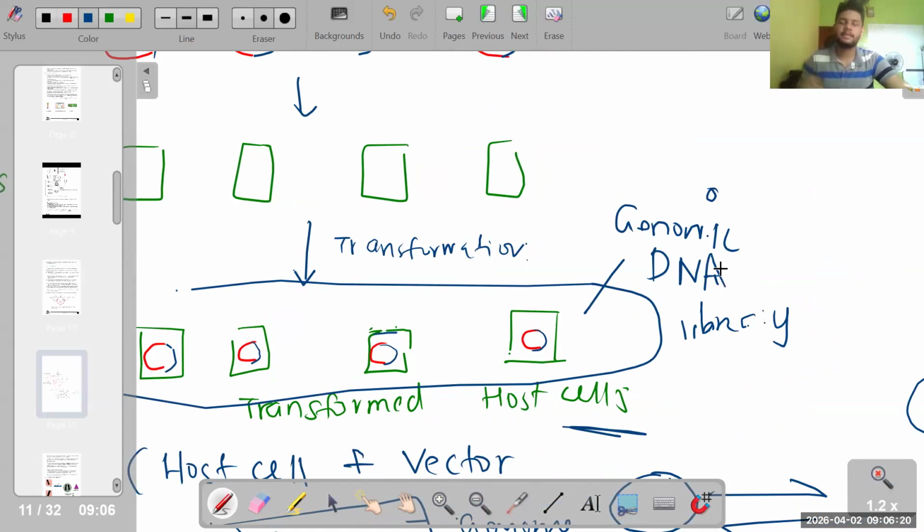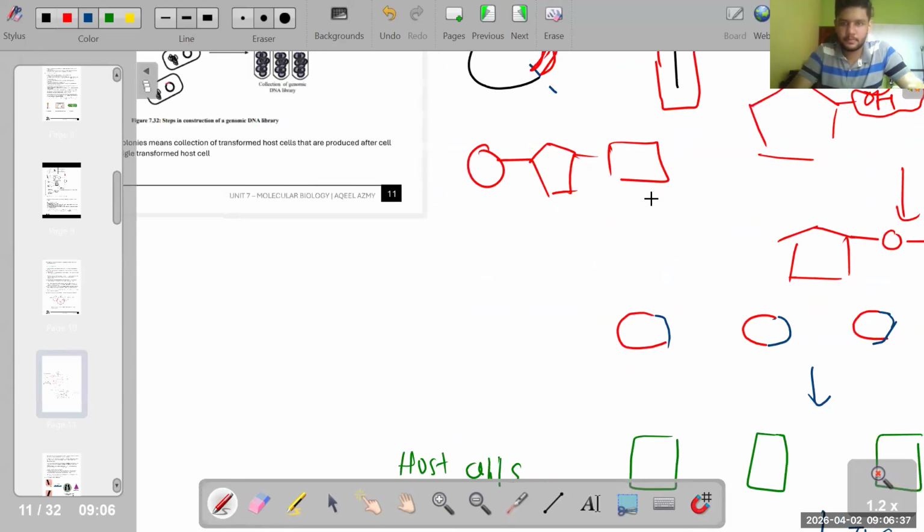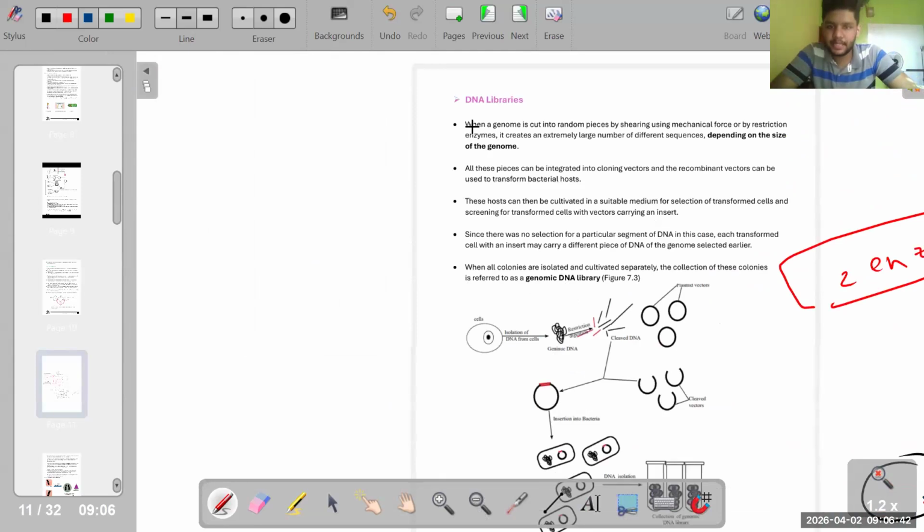Genomic DNA library. Right? Okay, let's go to the note part. Where is the note? Right here. Let's see the note. DNA library. When a genome is cut into random pieces by shearing using mechanical force or by restriction enzyme, it creates an extremely large number of different sequences depending on the size of the genome. This bolded part: depending on the size of the genome.